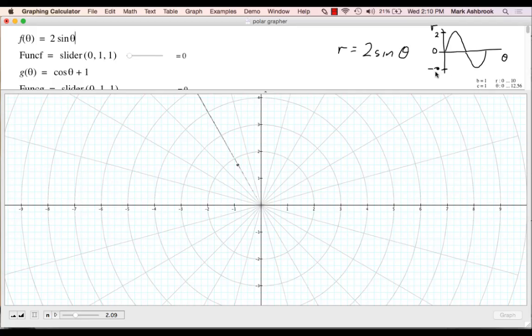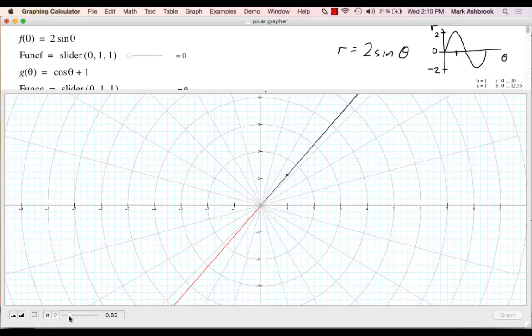And so then we went quadrant by quadrant. We said from 0 to pi over 2, what does r do? From 0 to pi over 2, how does r change? From 0 to 2. So watch, as I increase that angle, you can watch that r value still increasing from 0 to 2.